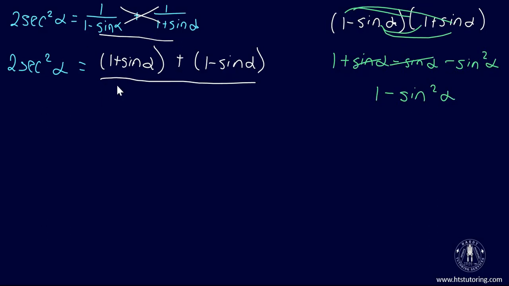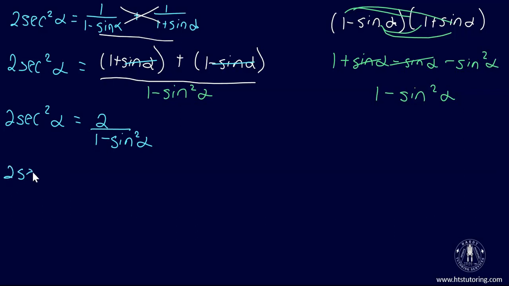So we'll put that back into our problem, 1 minus sine squared alpha, and we'll start simplifying. I'll have 2 secant squared alpha equals, now 1 plus 1, I get 2. And then sine alpha plus negative sine alpha, those go away. That equals 0. So now I have 2 secant squared alpha equals 2 over 1 minus sine squared alpha.